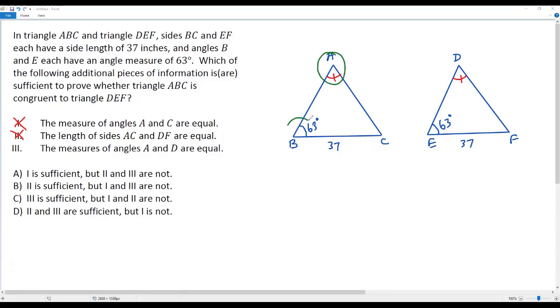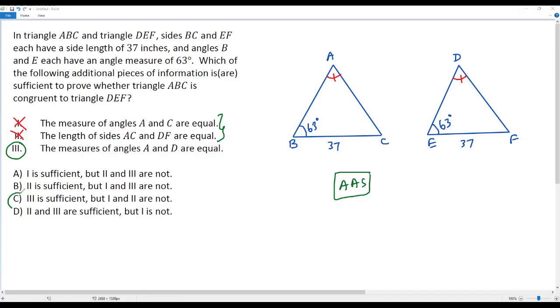So the two interior angles and a non-included side of triangle ABC are equal to the two interior angles and a non-included side of triangle DEF. From this, we get AAS, that is angle, angle, side. And we know that AAS is a triangle congruence postulate. By this postulate, we can say that the two triangles ABC and DEF are congruent. So the information we have over here is sufficient to prove the given two triangles ABC and DEF are congruent. So the third information is sufficient, and 1 and 2 are not.